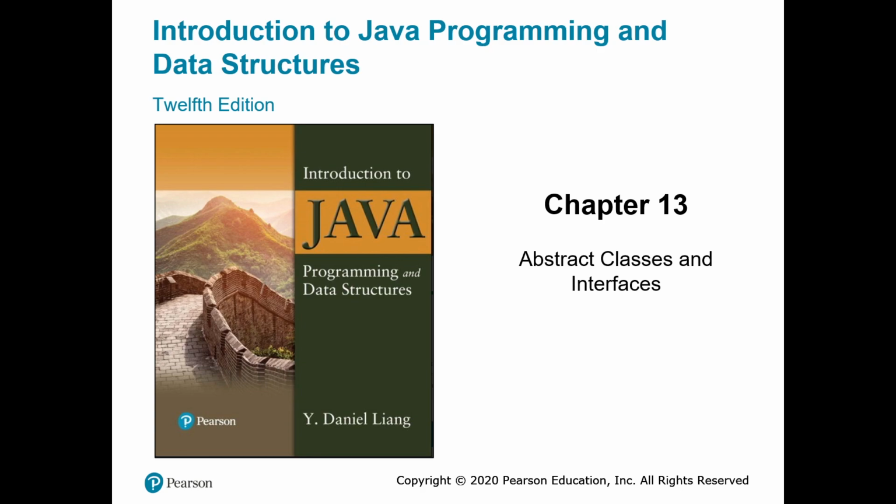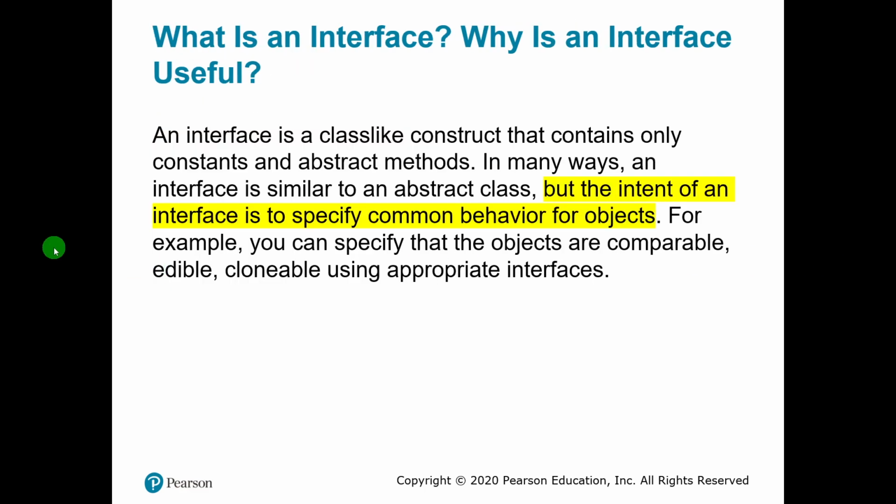In this video, we're going to look a little bit more at interfaces and some of the details about implementing them. So what is an interface? It's a class-like construct that contains only constants and abstract methods. It's very similar to an abstract class, and we're going to talk about that in a little bit. Sometimes you can substitute one for the other.